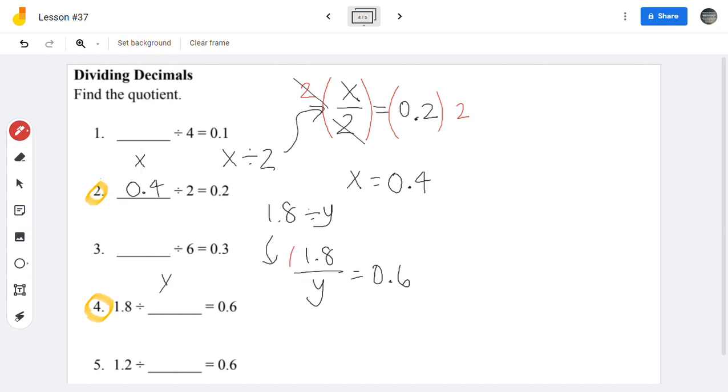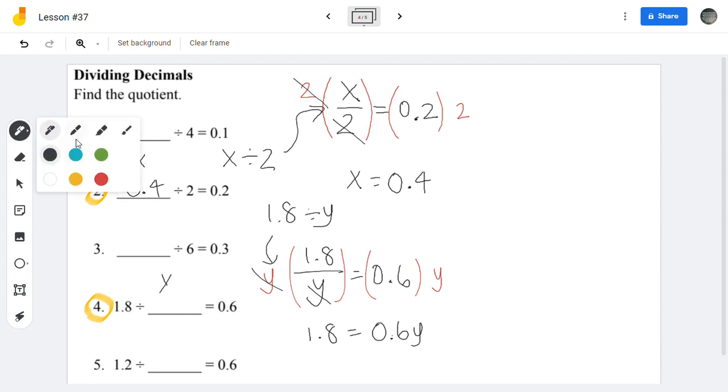So I'm going to first multiply both sides by y in order to get y out of the denominator. And this will end up with 1.8 only on the left side, and we'll end up with 0.6y. Well, we can't just end it over here because y is still not isolated how we want it.